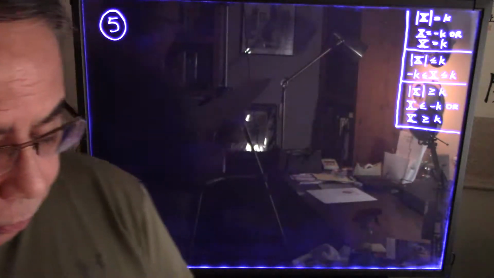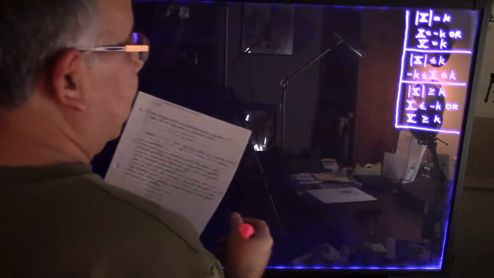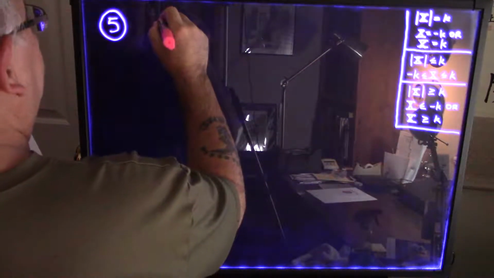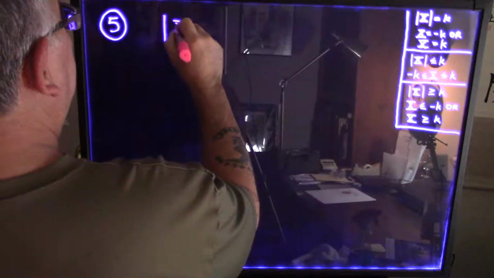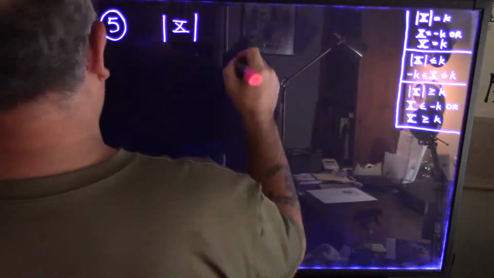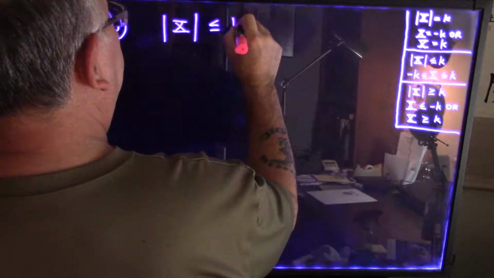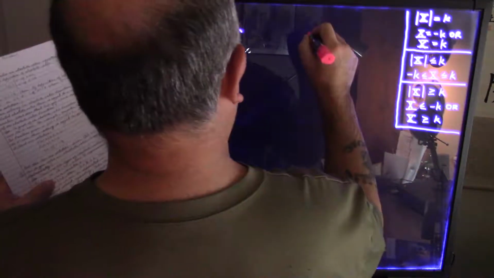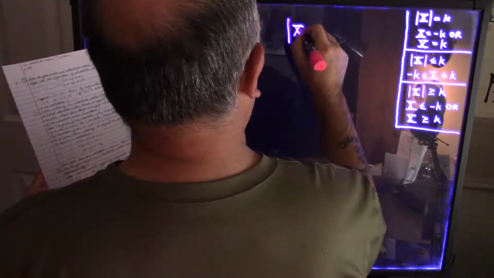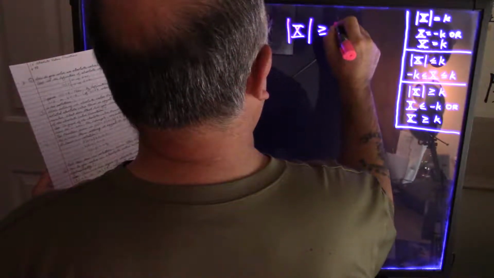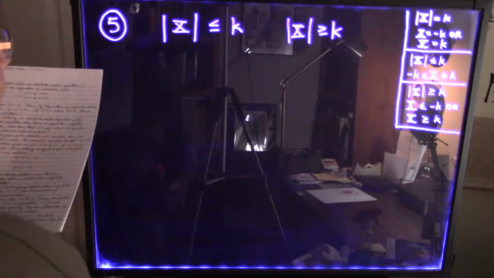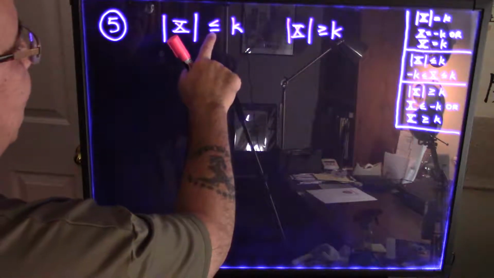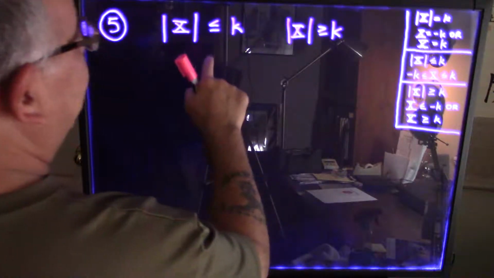Number 5, how do you solve an absolute value inequality algebraically? Well, there are two basic types of absolute value inequalities. Absolute value of some expression is less than or equal to some number k, or absolute value of some expression is greater than or equal to some number k. There could be strict inequalities here without the equal part as well.